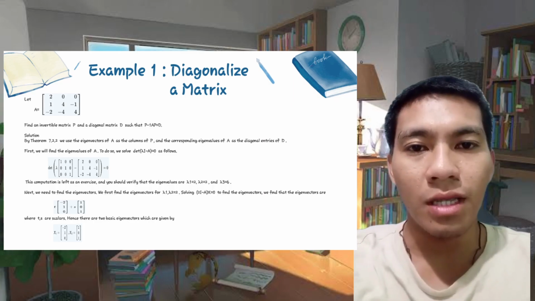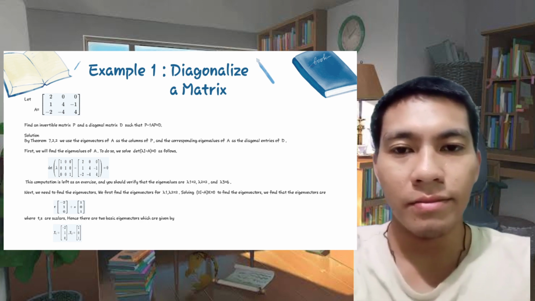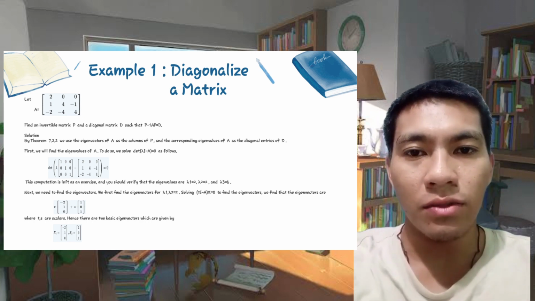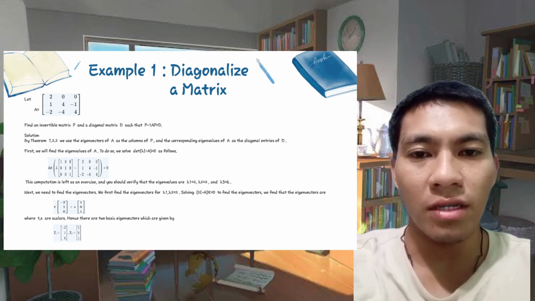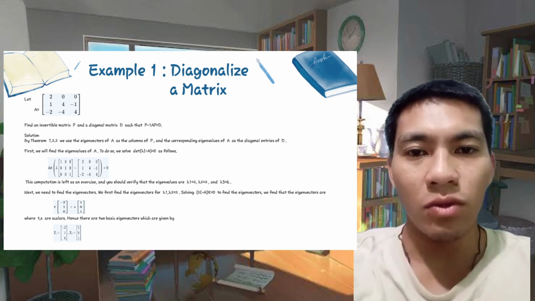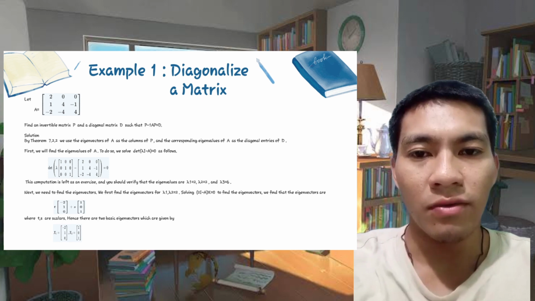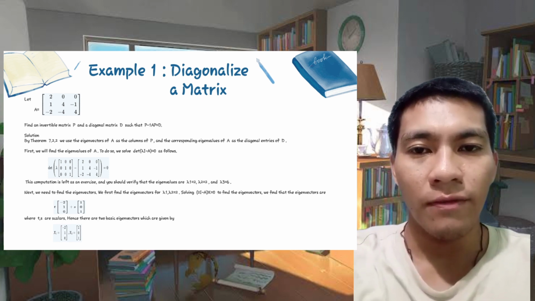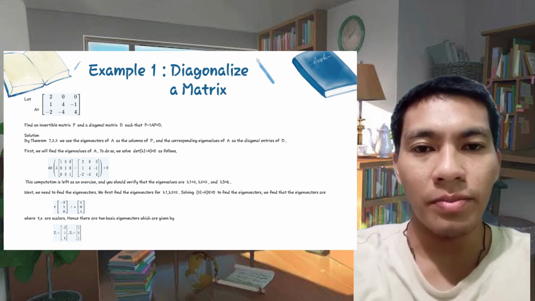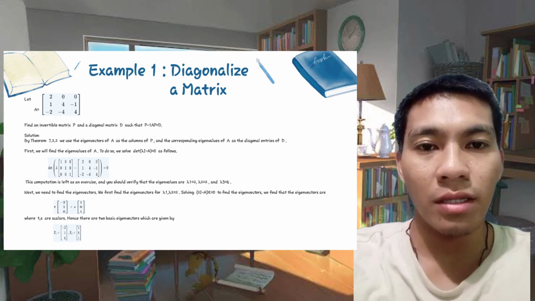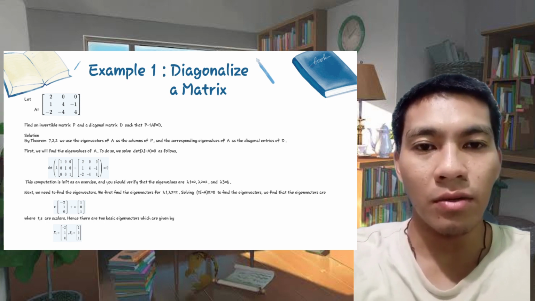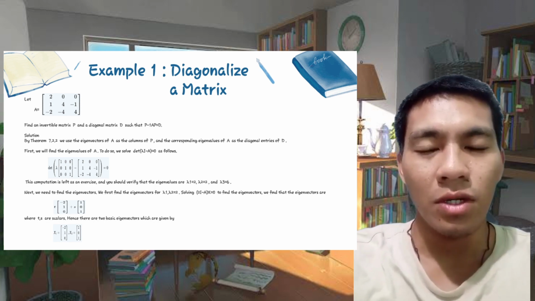Example 1. Diagonalize a matrix. Let A be the matrix with rows 2, 0, 0; 1, 4, negative 1; negative 2, negative 4, and 4. Find an invertible matrix P and diagonal matrix D such that P inverse AP equals D. Solution.